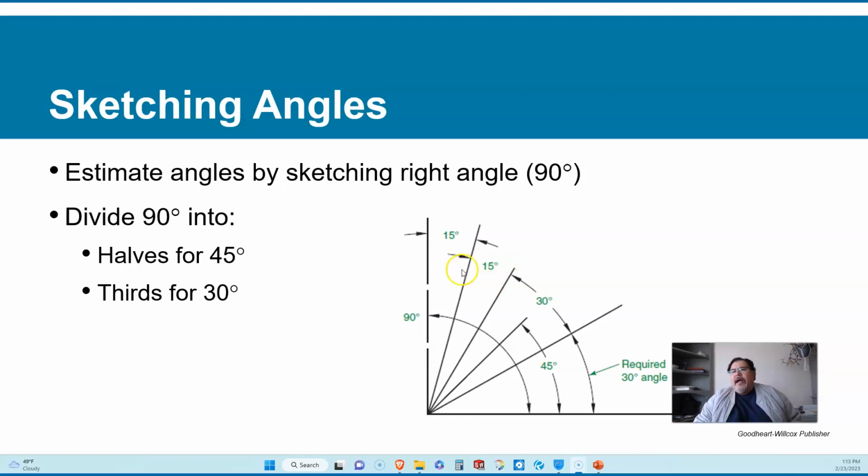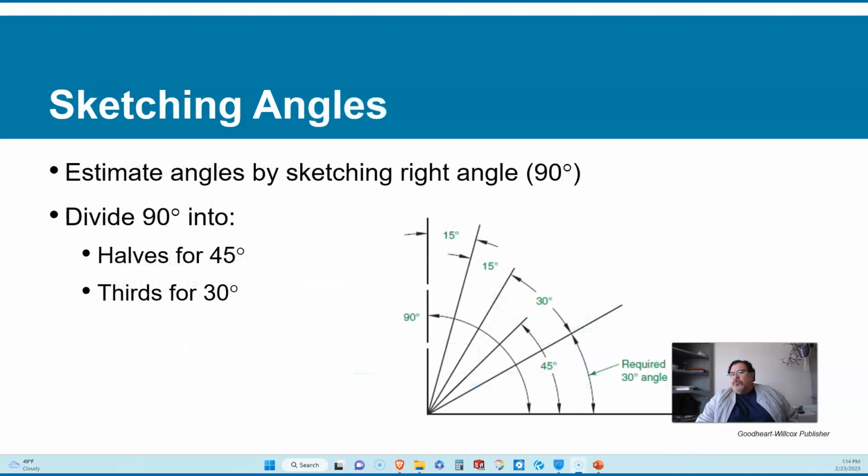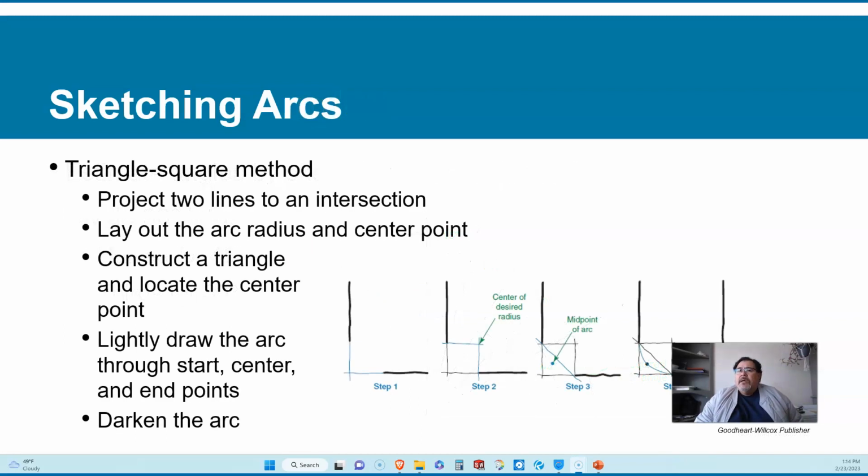Okay, that'll be some practice on how you would sketch lines at an angle to each other. There are also tools that will tell you angles, but we're just sketching angles, so we're not using tools other than just a pencil and a paper and our brain. So triangle square method is a way of sketching arcs.